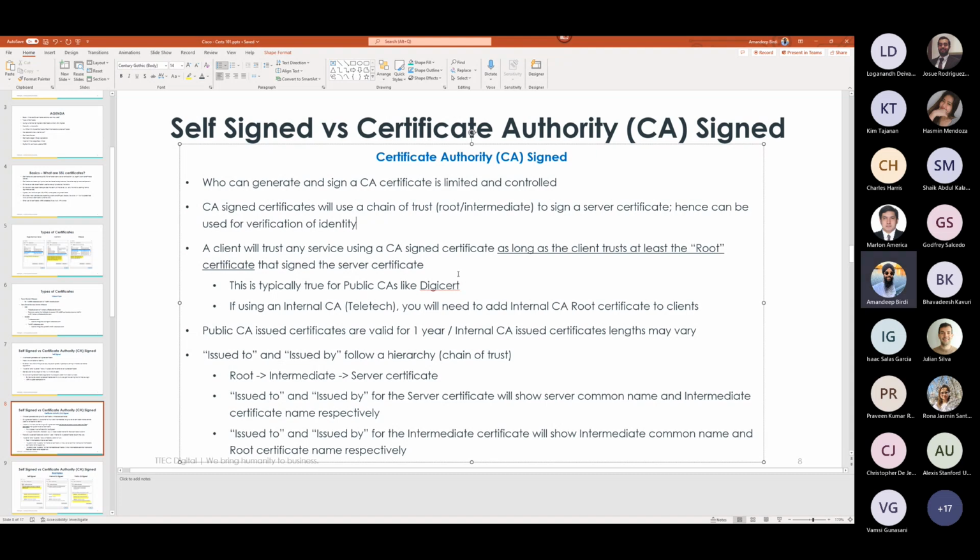So a client like a browser or Java or any Windows based trust store will have a predefined list of certs, right? Like we talked about in their trust store.